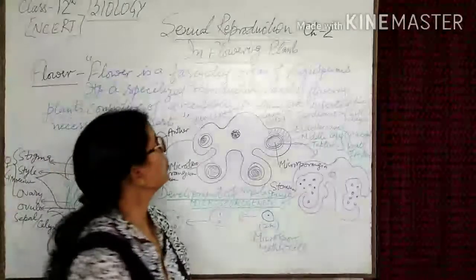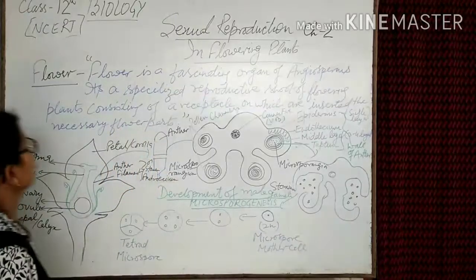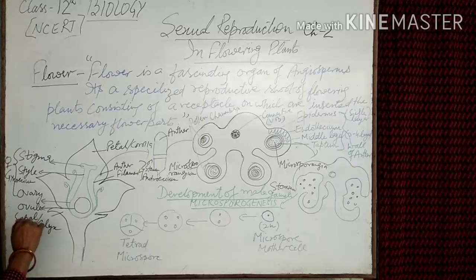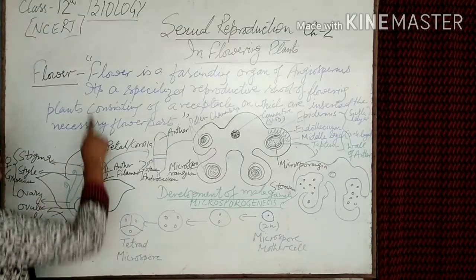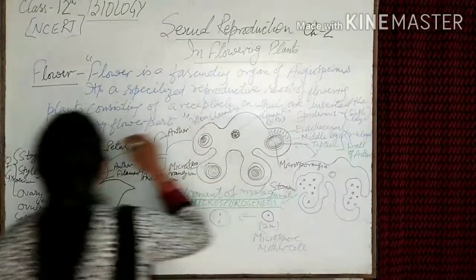Here, chapter 2, sexual reproduction in flowering plants. Flower. First, the very attractive part of a plant is the flower. Flower is a fascinating organ of angiosperms.